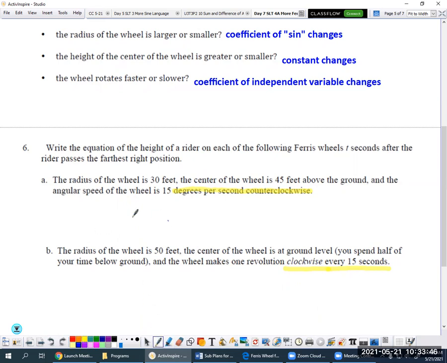All right, hopefully you worked on these on your own. So for letter A, we have height at time t. So the radius is 30. So we're going to start 30 sine. We are directly given the degrees per second. So we're going to have 15t. And the center of the wheel is 45 feet above the ground. So there we go.